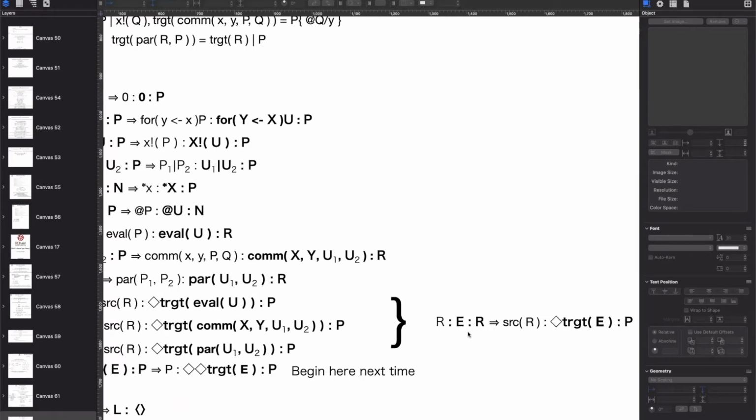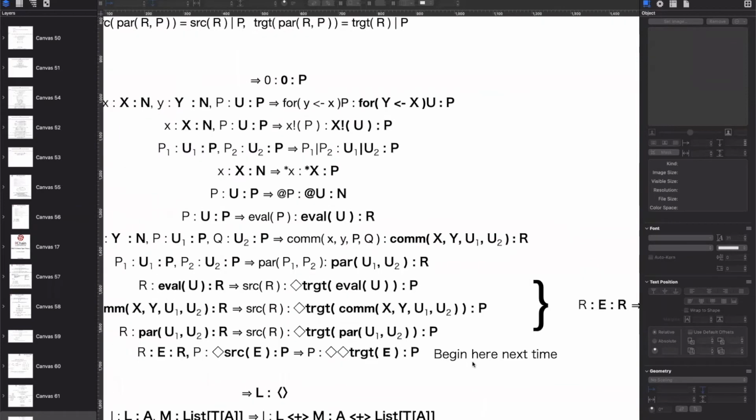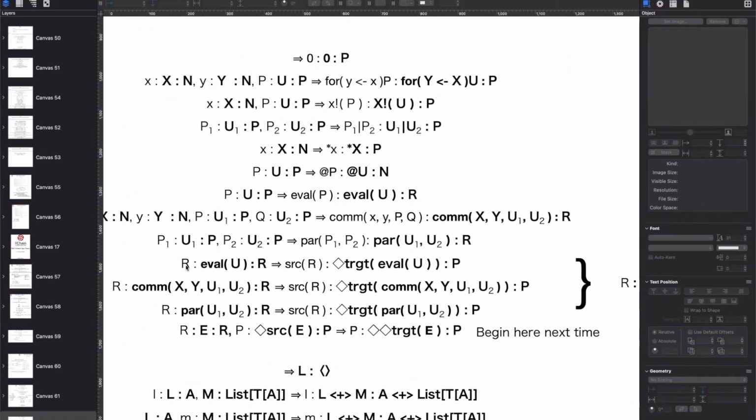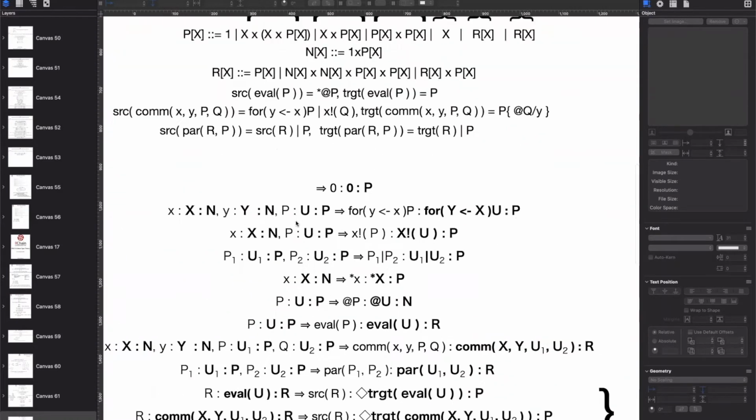But if R is an E which is of kind bold R, then the source of R is type target of E, which is of kind P. So let's look at some examples. So if R is eval U, which is of type rewrite, then the source of R is possibly target eval U, right? That just means that we can possibly take this evolution. Same here. If R is of type com, which is a kind rewrite, then the source of R, right, which would in this case be something that looks like this.